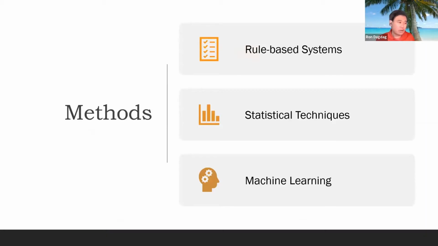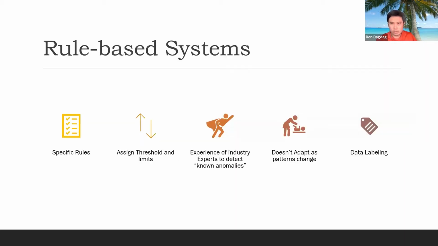So the methods for how you would do anomaly detection are through rule-based systems, sometimes statistical techniques, and machine learning. I'm going to differentiate when to use each one of these and contrast each one.